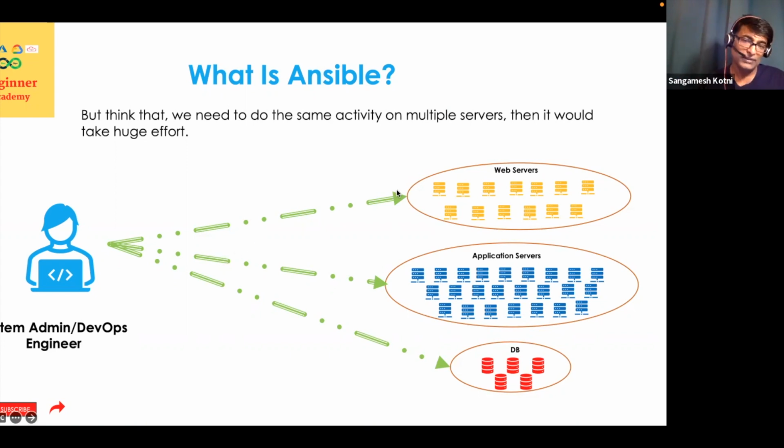In order to maintain this many servers, you would require, think, another 10 system admins. It's a cost to the company. And obviously, even if you recruit them, it doesn't ensure that there won't be any human error. You can't guarantee that, right? So that is the reason we need to go for automation, and there comes in the picture of Ansible.